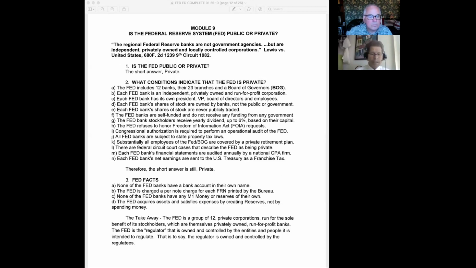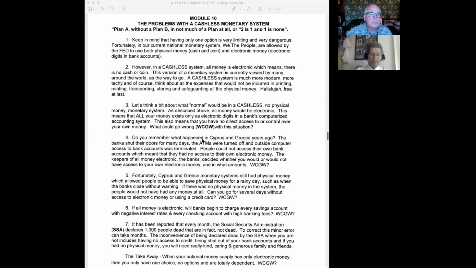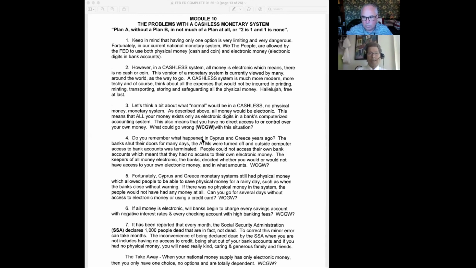So now we'll begin kind of where we left off last time, just highlighting Module 10. My thoughts on this are, there's a big push in this world to go fully electronic, and I see so many problems with this. The quote at the top, and part of it is, 2 is 1, 1 is none. That comes from the U.S. Navy SEAL teams. I take that to mean if you have 2, then you're okay. If you only have 1, you have no options. You have no choices. Things can go wrong quick.